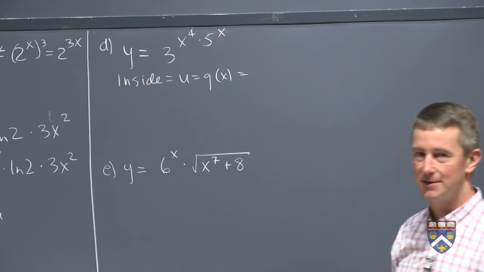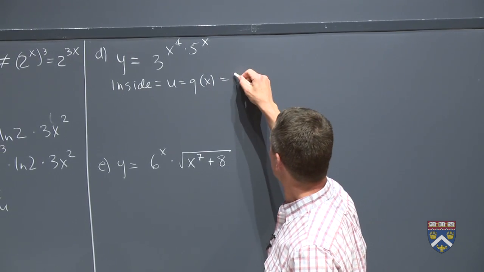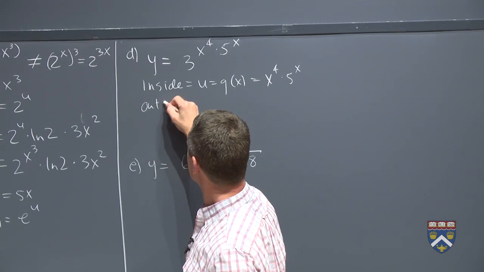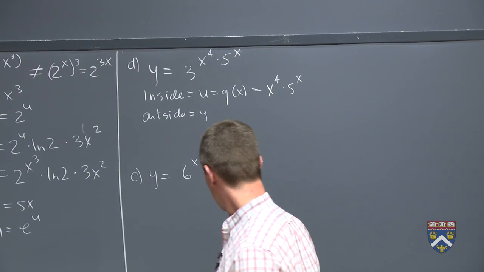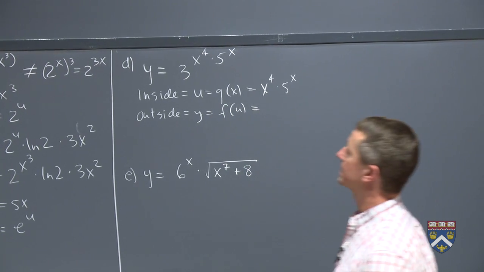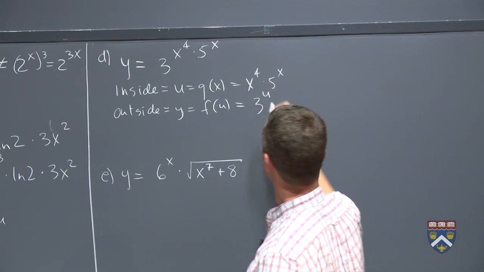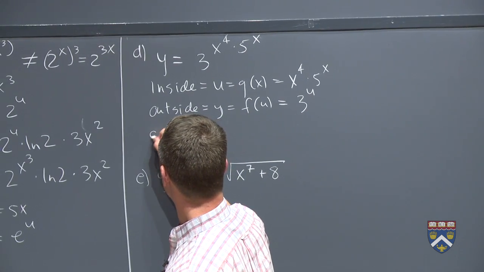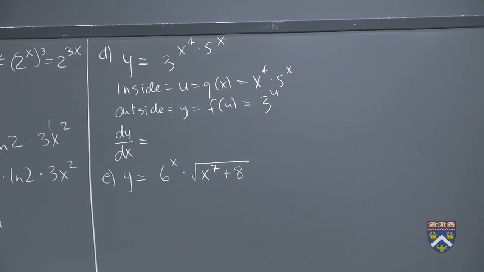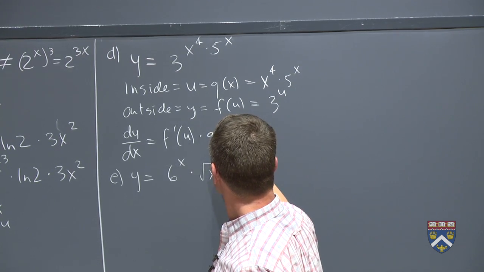And if you don't want to write out all these details, if you're already feeling you're at the stage where you can just sort of look at this and start writing out the derivative, go for it. X to the 4th times 5 to the x. And the outside function, so what's the outside function here? It's 3 to the u. So what does the chain rule say? So already we're going to, let's see, f prime of u times g prime of x.